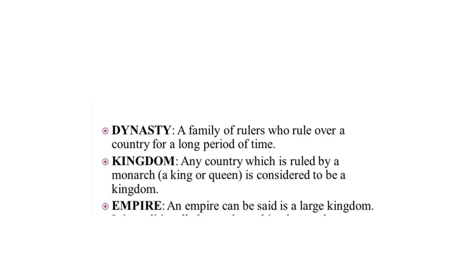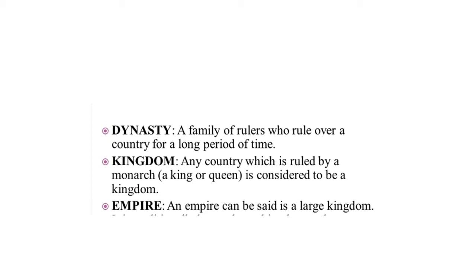Okay, but before we go ahead, we must know about three words which are very important in this lesson. Now, dynasty. What is dynasty? It is a family of rulers who rule over a country for a long period of time, like we have learned about the Mauryan dynasty. Yes, that means after the king dies, his son takes over. Okay, so it's a hereditary rule.